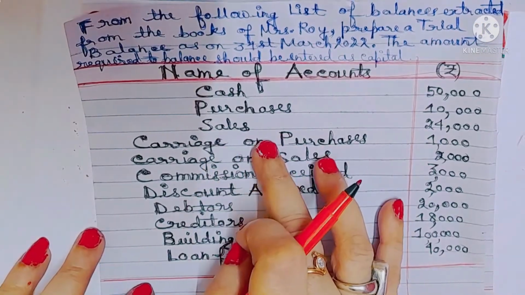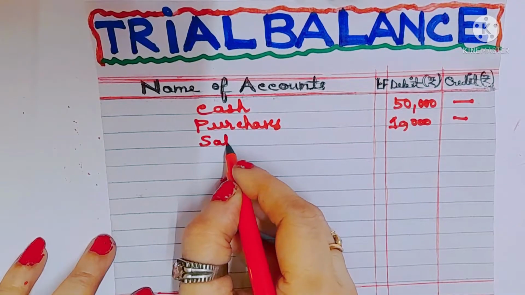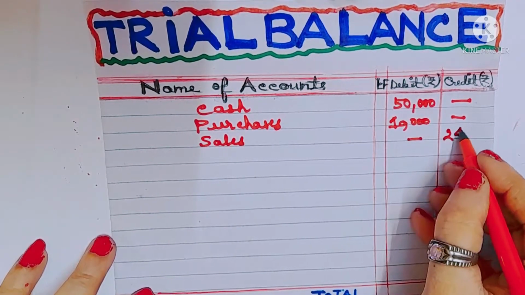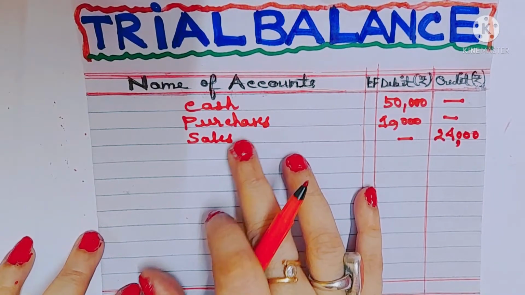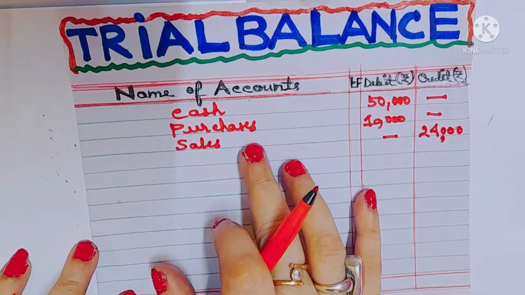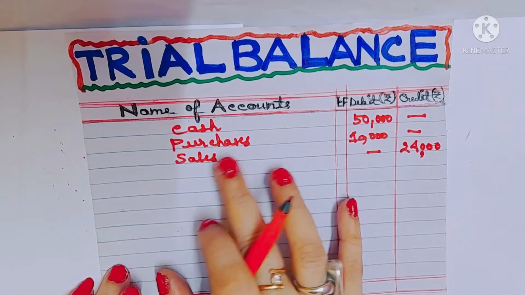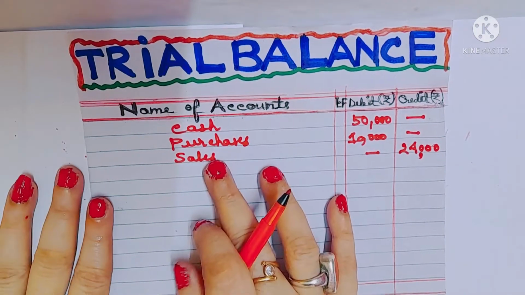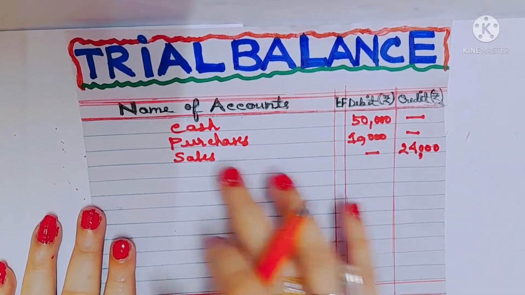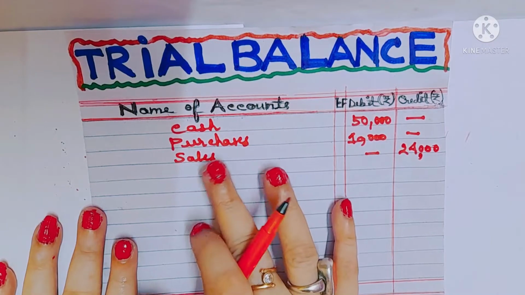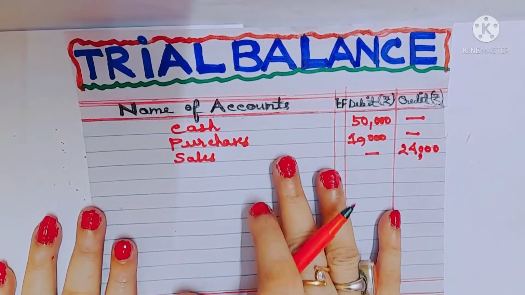The next account is sales account. How much? 24,000. Let's write sales. Sales is a credit balance and that is the reason we are writing 24,000 in the credit column. Why is sales a credit balance? Because sales falls under real account as well as nominal account. According to real account, what goes out is credit. Here, when goods are sold, goods go out from the business. So sales account will be credited. According to nominal account, all incomes and gains are credited. Here, when goods are sold, money comes in. So sales is an income for the business. So sales account will be credited. Understood? Let's see the next account.